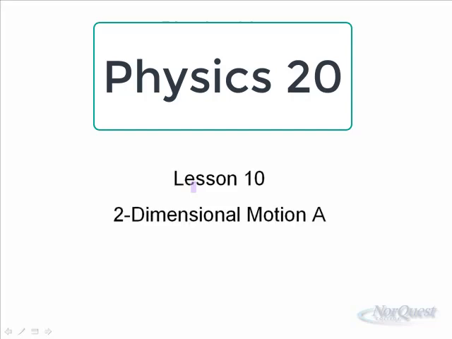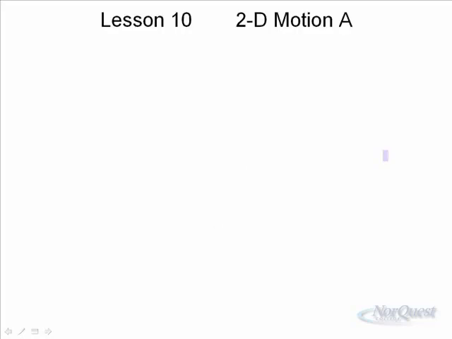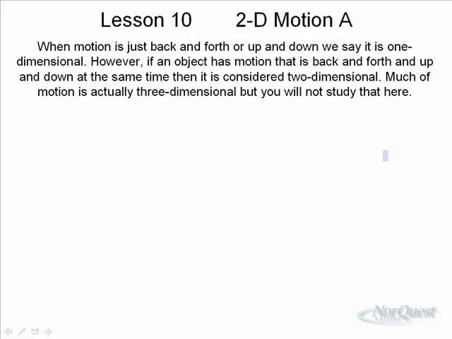Lesson number 10, we're dealing with two-dimensional motion. So when motion is just back and forth or up and down, we say it is one-dimensional. So if an object is just moving north and south but not east or west, that would be one-dimensional. If an object has motion that is back and forth and also up and down at the same time, it could be considered two-dimensional. Much of motion is actually three-dimensional, but we'll not study that here.